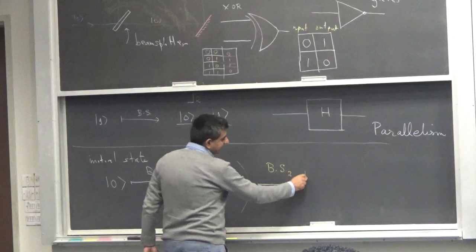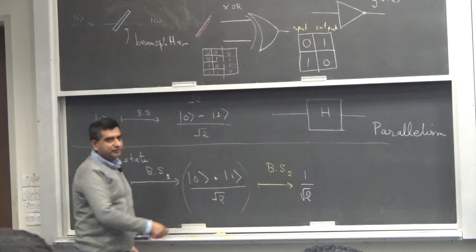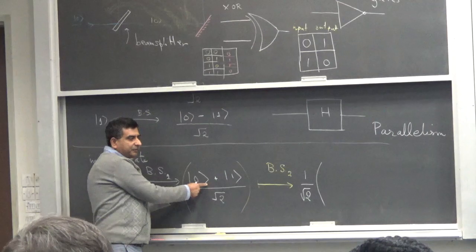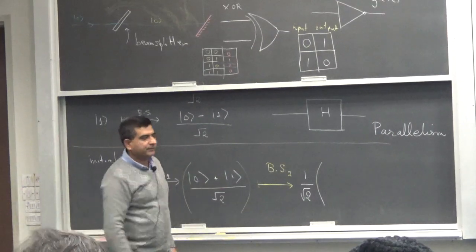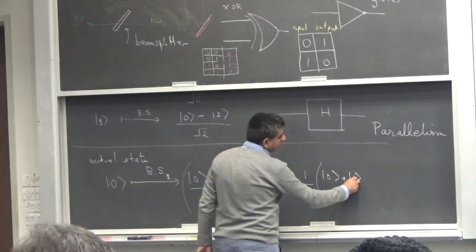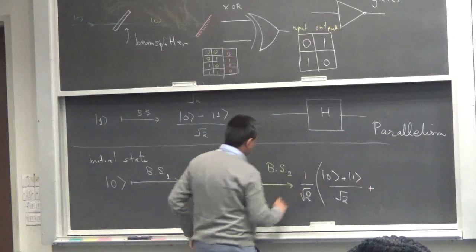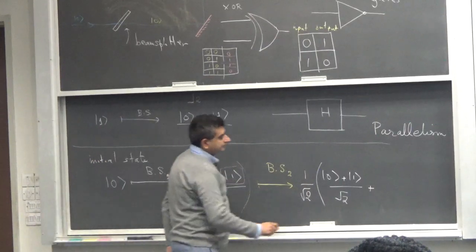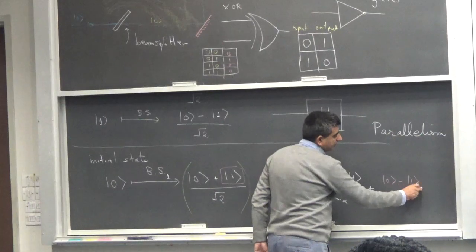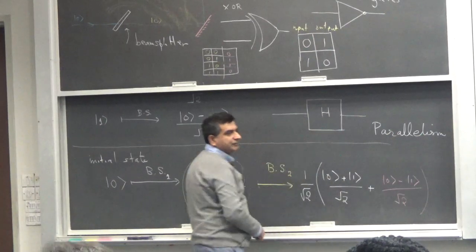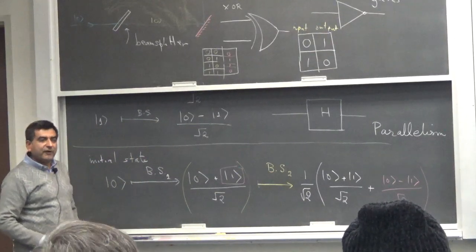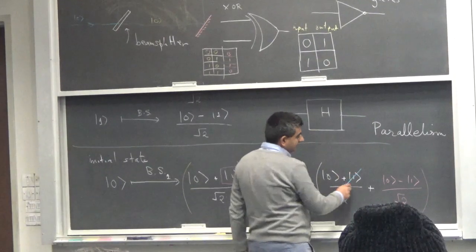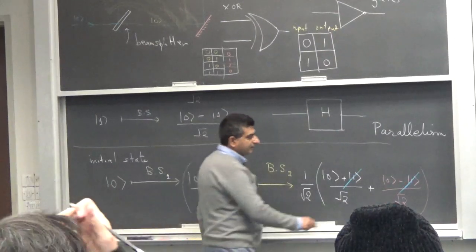So this 1 over root 2 is just a constant. So I can factor this out. If I were to take ket 0 and input this into a beam splitter, what would my output be? Ket 0 plus ket 1, plus, this plus just carries over here. And what happens to this ket 1? Ket 0 minus ket 1 over root 2. So this is my output quantum state after the second beam splitter. And this just goes away, and I'm left with ket 0.